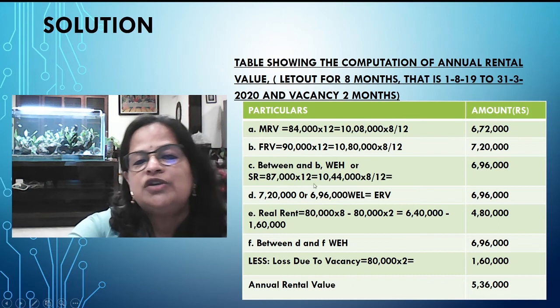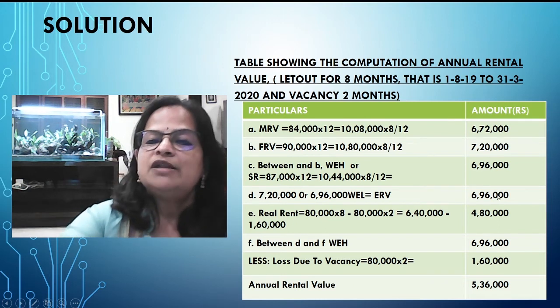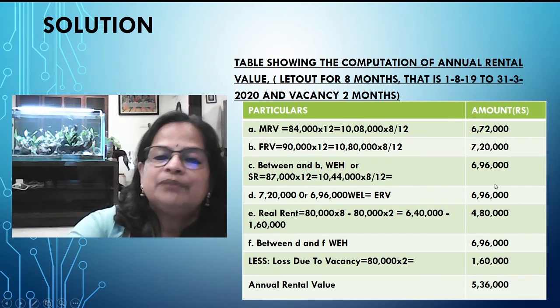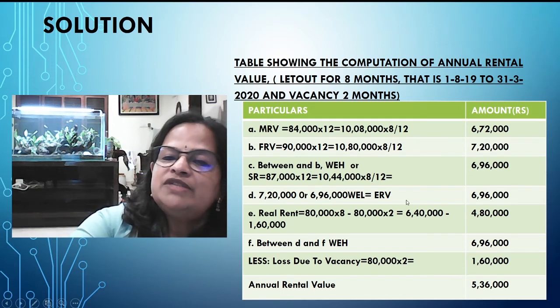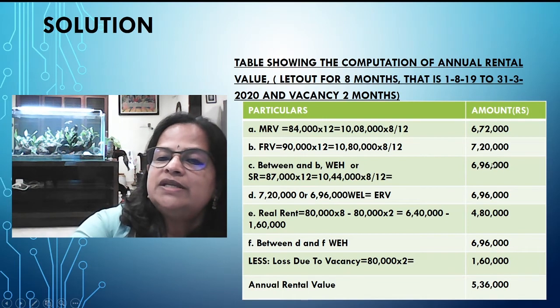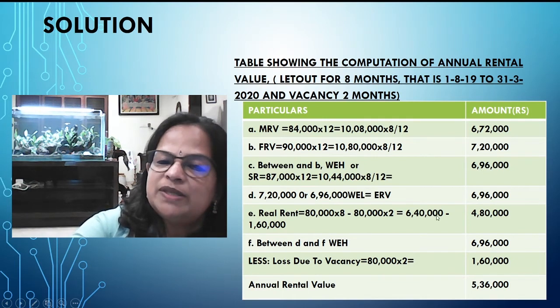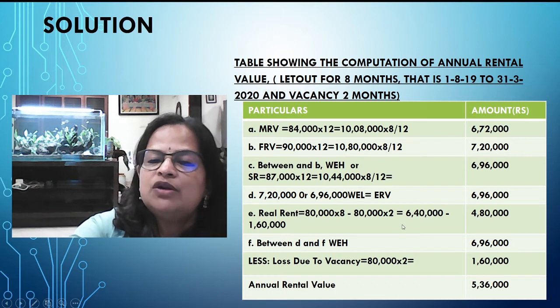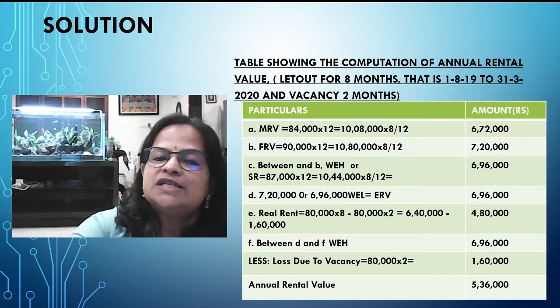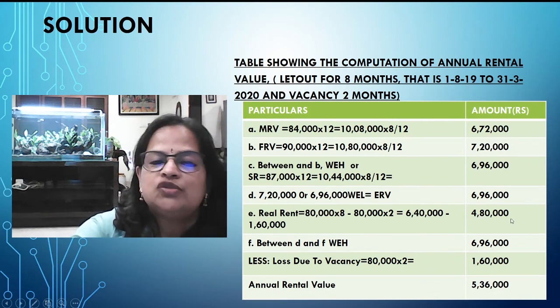Standard rent, you also have to reduce it to 8 months. Standard rent value is 6 lakh 96,000. Now between point C and point D, whichever is less. So we are taking 6 lakh 96,000 as the expected rental value. Now real rent is 80,000 into 8 minus 80,000 into 2, because for 2 months the house was vacant. So 6 lakh 40,000 minus 1 lakh 60,000, you will get 4 lakh 80,000.